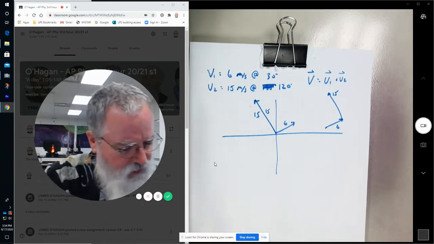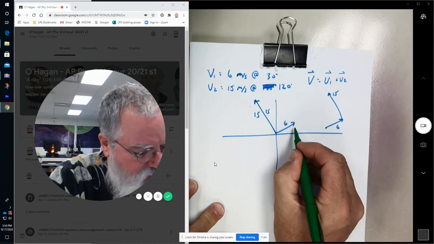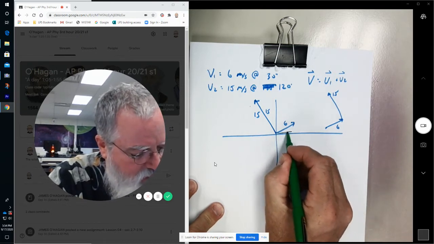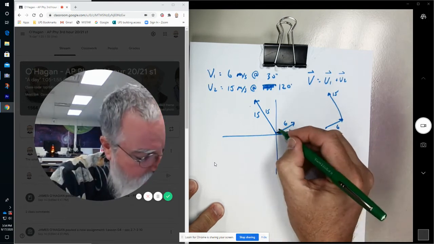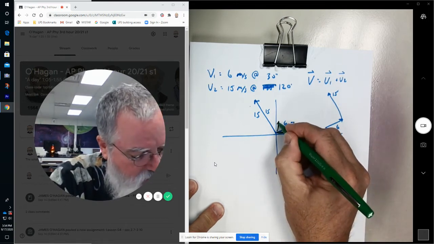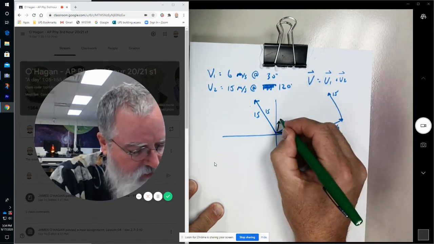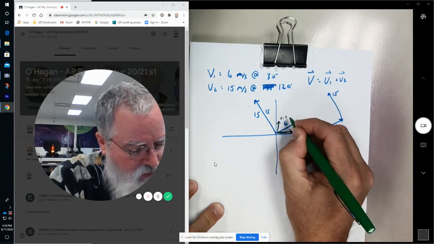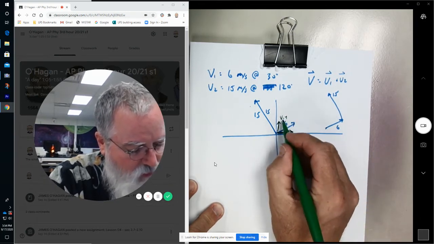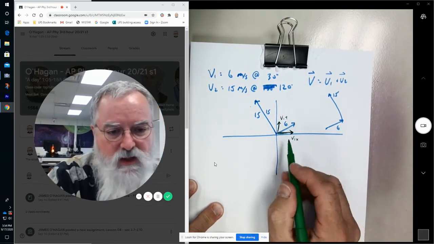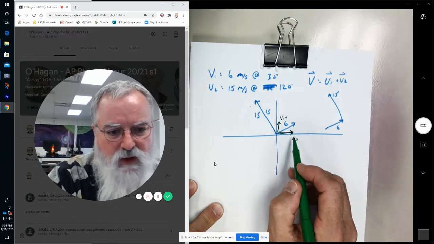Let me show you what I'm going to do. I'm going to take this vector and find its components: the side-to-side part and the up and down part. This would be velocity 1 in the y, and this would be velocity 1 in the x. Those are just subscripts. It's velocity 1, my velocity 1 vector, and then the y part and the x part.